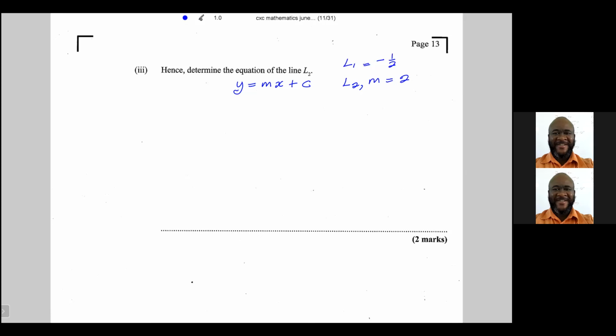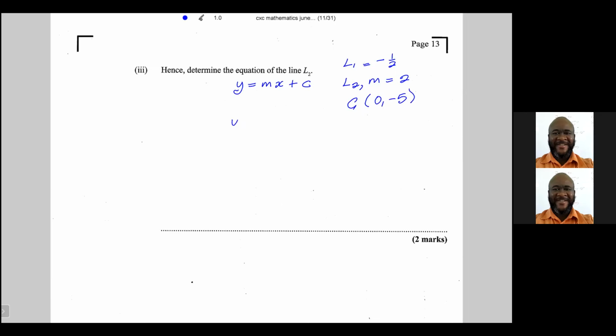So the gradient of L1 is minus a half. So the gradient of L2, because it's perpendicular to L1, you're going to invert the gradient of L1. If I invert 1 over 2, it's going to become 2 over 1, which is 2. And if I change the sign from negative, it's going to become positive. Now, c, which is the y-intercept, is the point (0, -5). So two things are needed to define a straight line. You need to know the gradient and you need to know the y-intercept. Once I know the gradient and the y-intercept, I know the equation of the line.